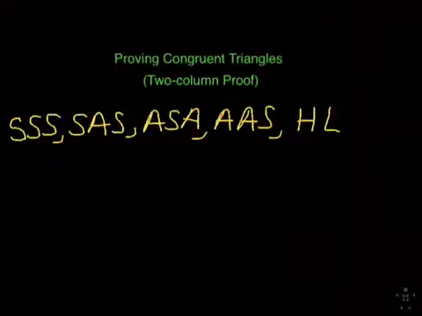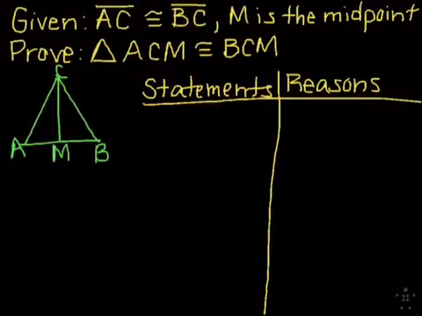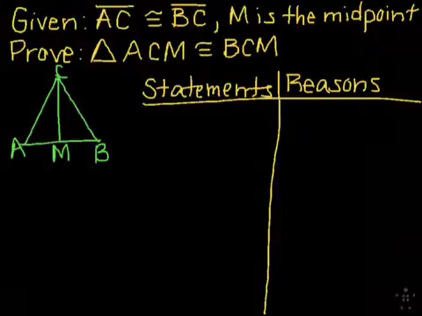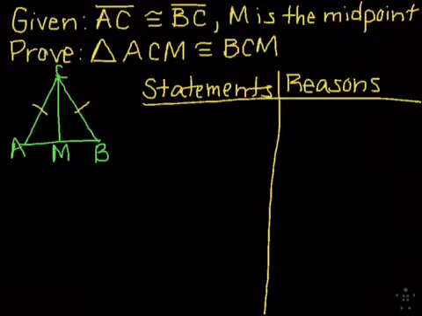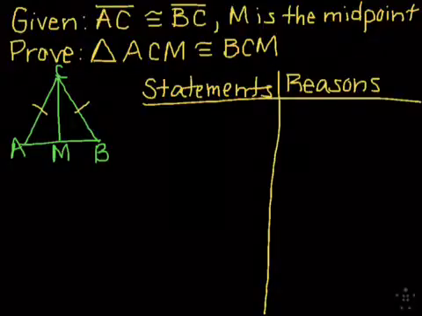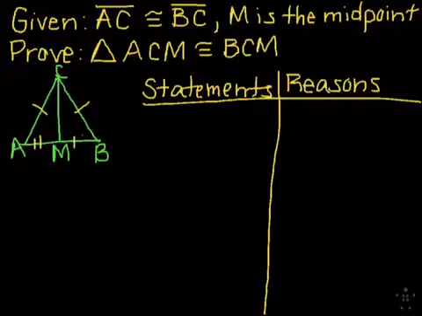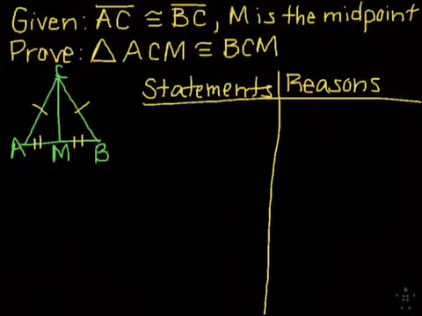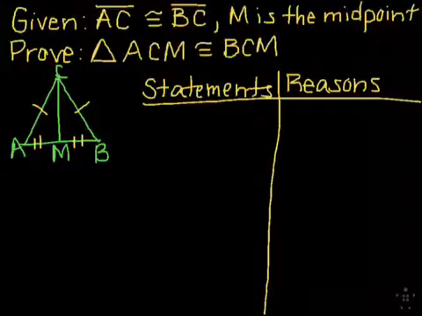congruent. Our first example. Given line segment AC is congruent to line segment BC, just like any other proof, make sure you mark what they've given you. And M is the midpoint, alright? So M is the midpoint of this line segment down here. Prove that triangle ACM is congruent to triangle BCM. So if you need to break apart the pictures to see that you have 2 triangles here, that's okay.